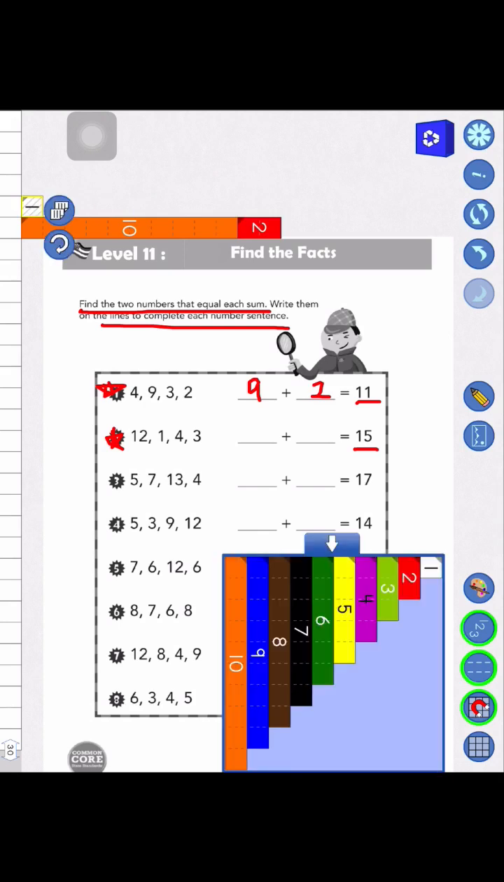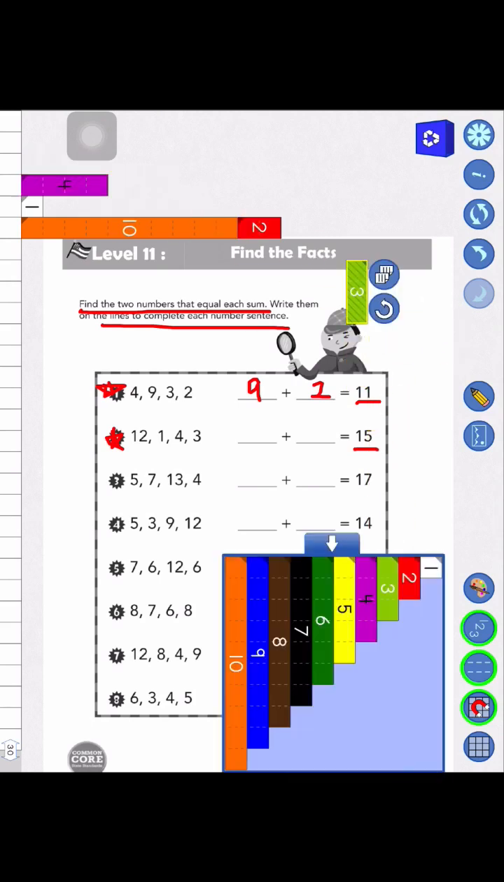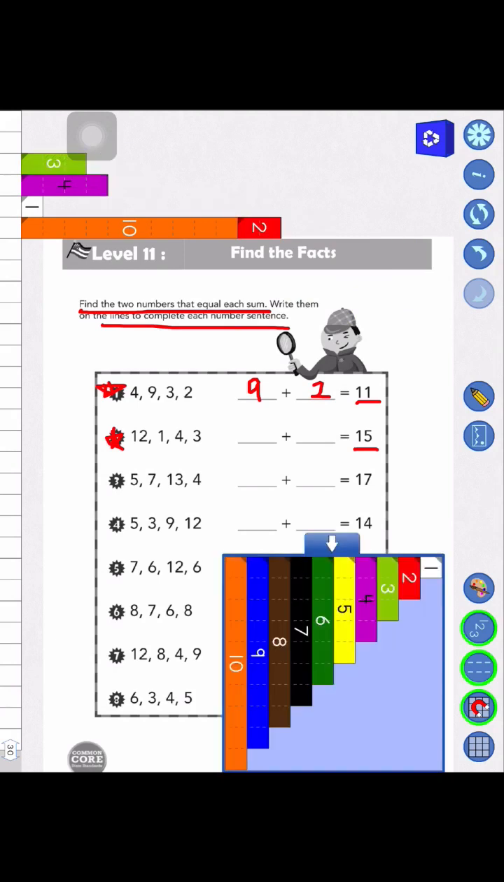Okay, and then we also have number 4. And also we have number 3. So the sum is 15. So 15 is 1, 10 and 5. So we got the number 10 rock and the number 5 rock.